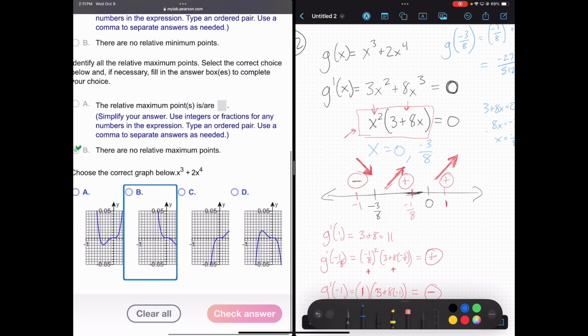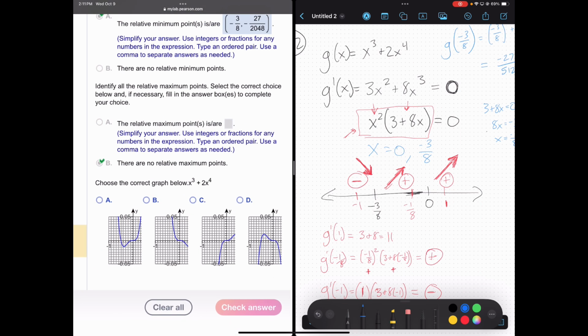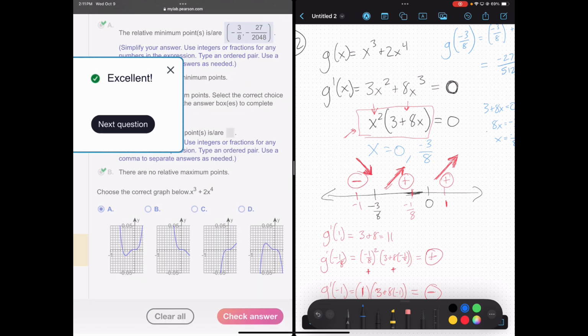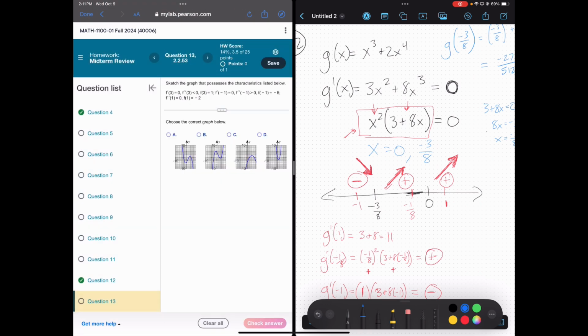So which of these match that? A. Right. B and C don't work because they're putting the minimum and maximum at positive 3/8 instead of negative 3/8. And then D doesn't work because it's a maximum at negative 3/8, not a minimum. Very nice. Okay. Whew, we made it through that one.